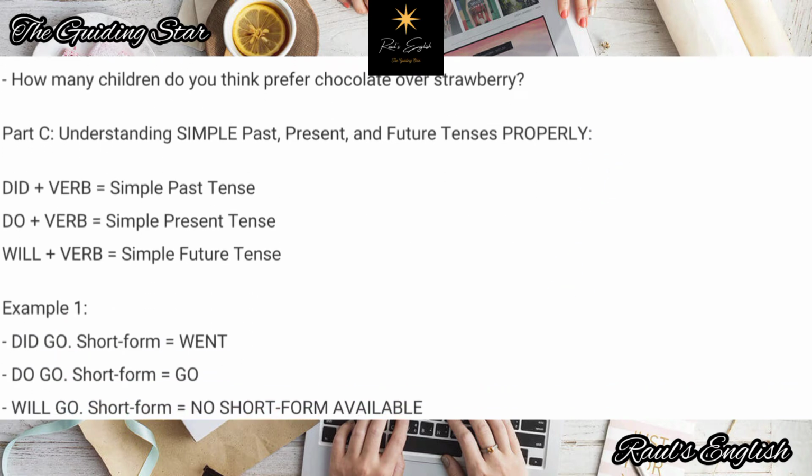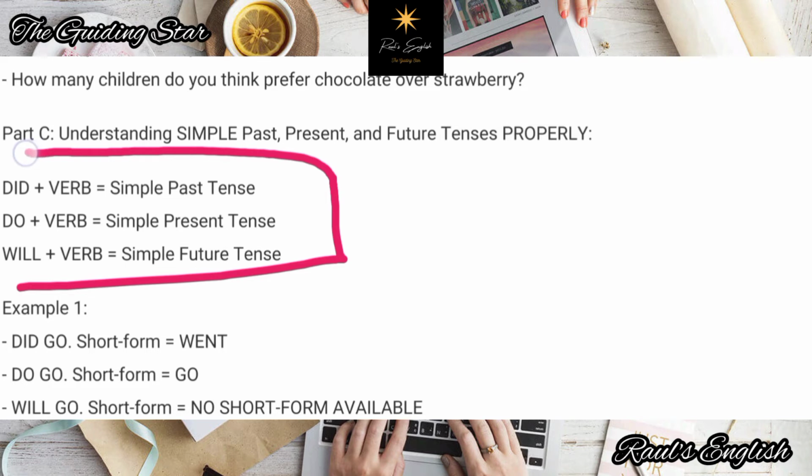Let's go on to the final part of these notes. So, understanding simple past, simple present, simple future properly. I know you know it, but we will understand it like we did on Sunday, right? So did plus verb is the past tense, simple past. Do plus verb is the simple present. Will plus verb is the simple future tense.